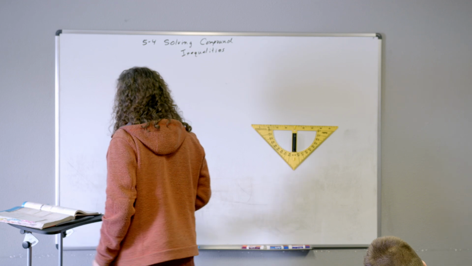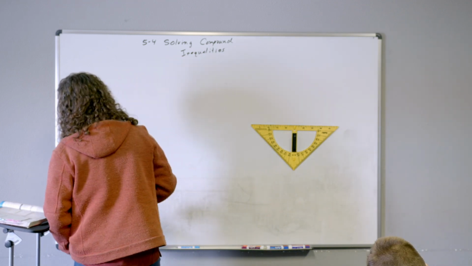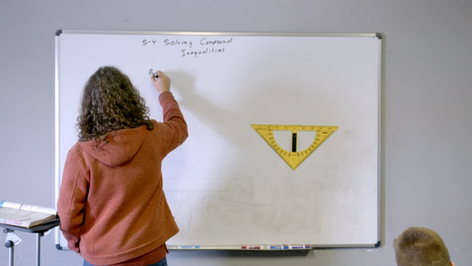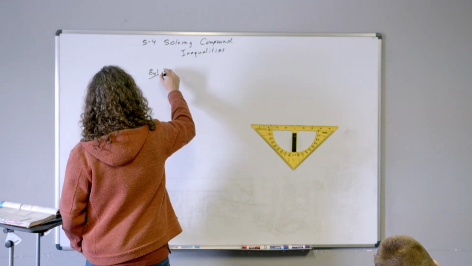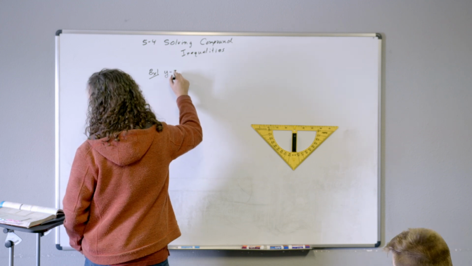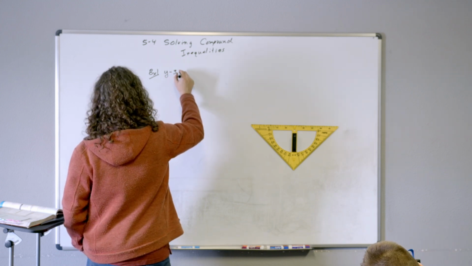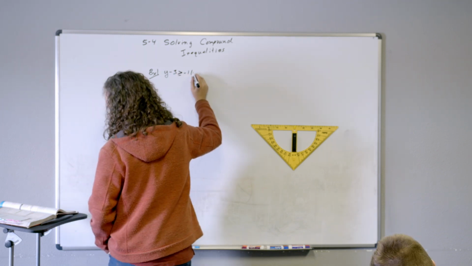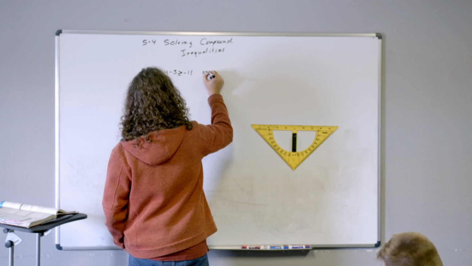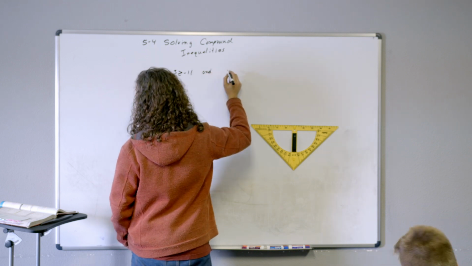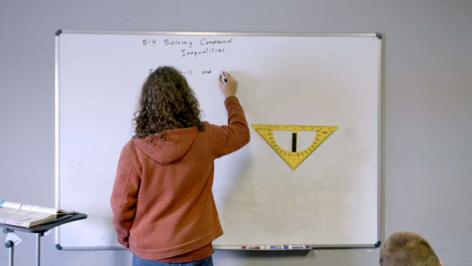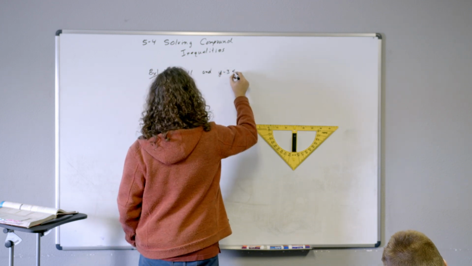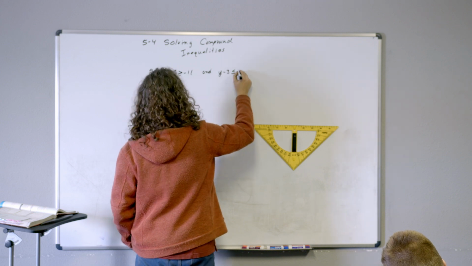Let's start with an example. y minus 3 is greater than or equal to negative 11 and y minus 3 is less than or equal to negative 8.